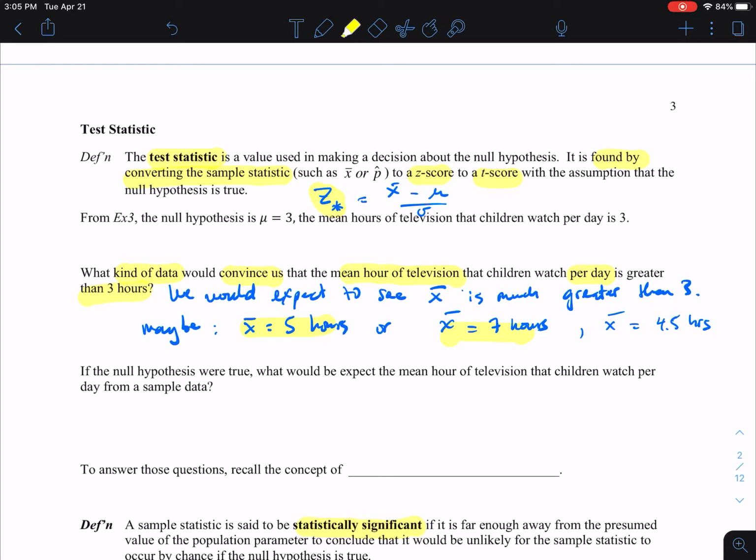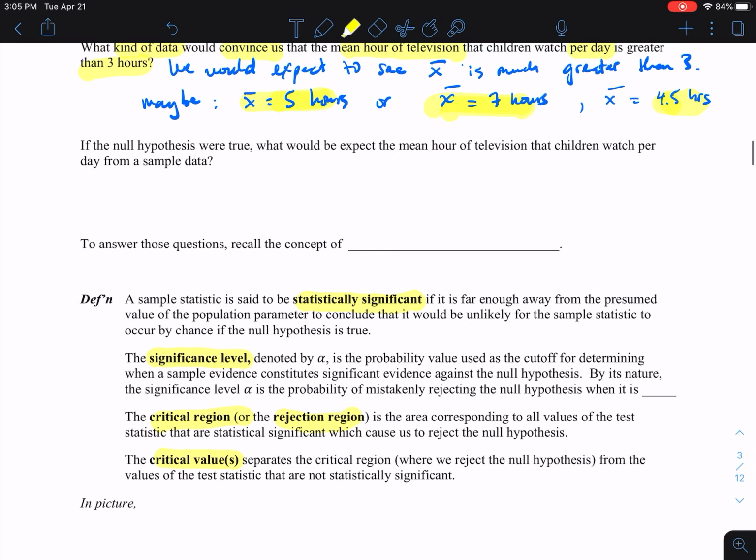Where would that cutoff be? Is 4.5 hours, greater than 3, enough, or does it have to be 5? Does it have to be 7? So all of that is going to come down here, all this extra thing we're going to talk about here.